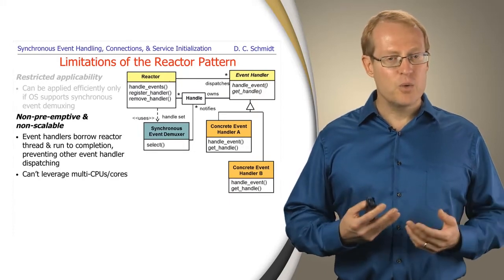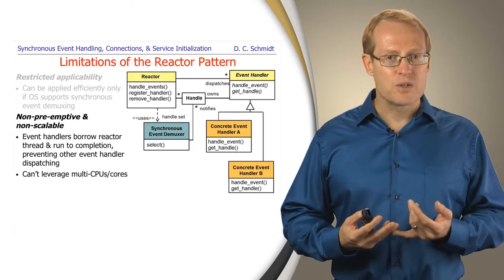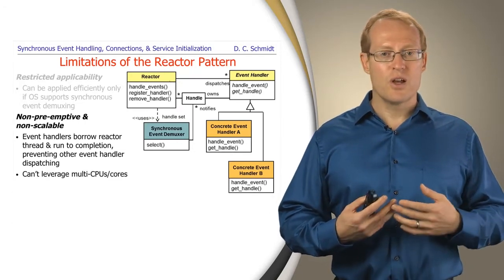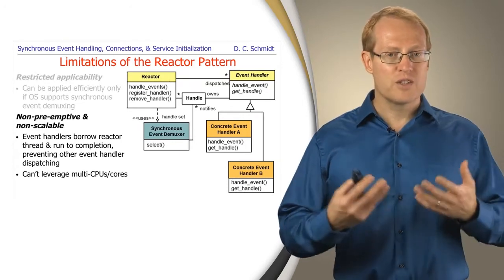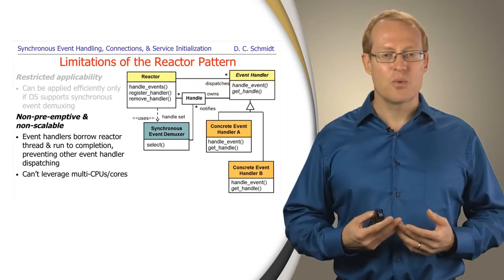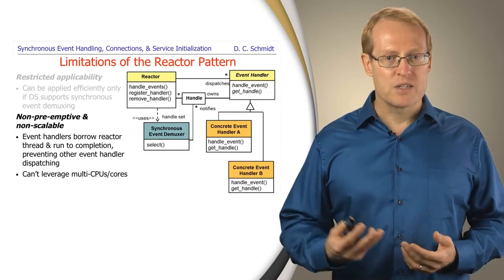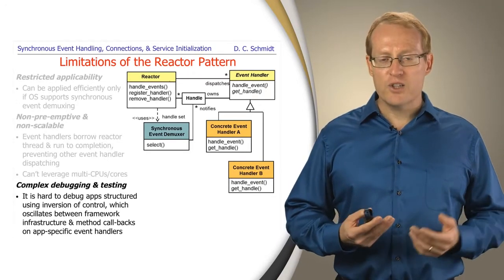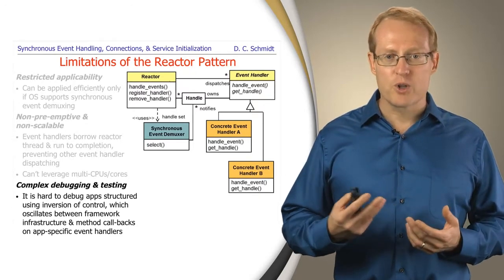A similar issue with a single-threaded solution is we don't have an easy way to scale up to multiprocessors or multi-core. So as a result, if you're using a purely reactive solution and the arrival rate of new work is faster than it takes to process the existing work, there's no way to offload that by running it on multiple processing units.